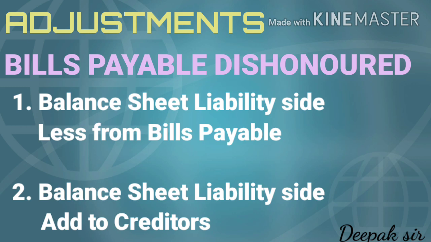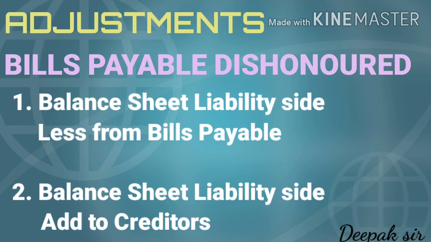So if it is given bills receivable is dishonored, we have to pass two effects, that is less from bills receivable and add to debtors. And if bills payable is dishonored, we have to deduct from bills payable and we have to add to creditors, and both the effects will come on the liability side.